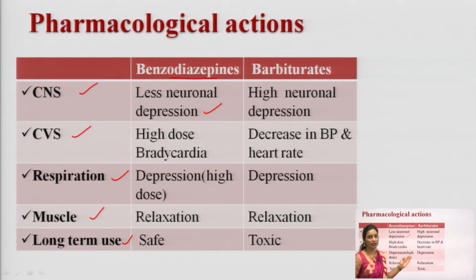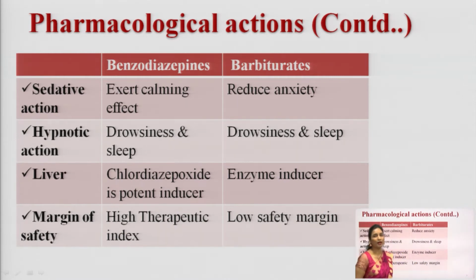So, in this slide we have covered the drugs acting on CNS, CVS, and after that respiration and muscle, and we discussed the long term use. And after that, sedative and hypnotic action. If I am discussing the comparison of these two drugs, both drugs will reduce anxiety, both will calm the patient, both will reduce excitement, and both have equal distribution as sedatives and hypnotics, right. And if I am talking about hypnotic action, benzodiazepines at hypnotic dose will produce drowsiness and sleep. And the same with barbiturates, at a hypnotic dose they can produce drowsiness and sleep.